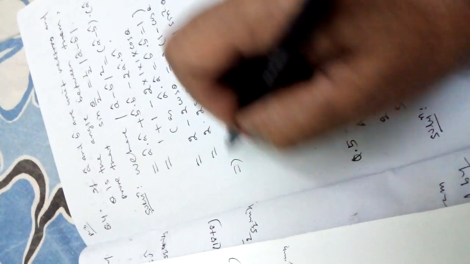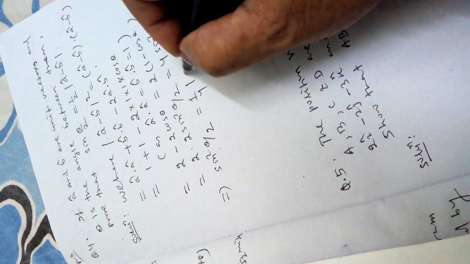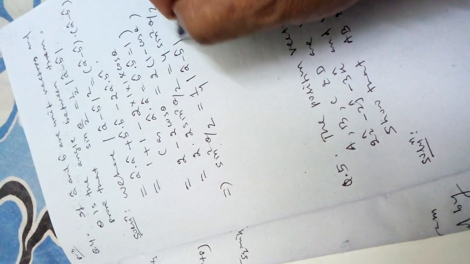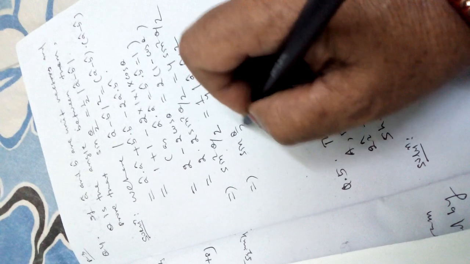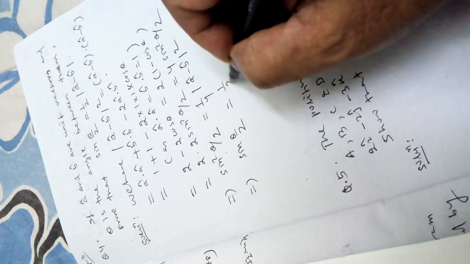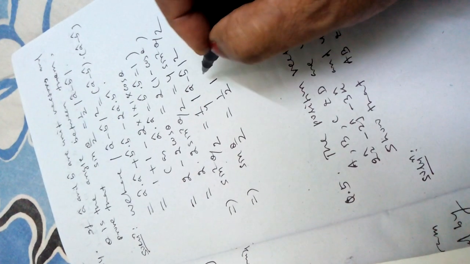Now this implies sin square theta by 2 is equal to 1 by 4 modulus of A cap minus B cap square. So this implies sin theta by 2 is equal, taking the square root, 1 by 2 mod A cap minus B cap. Hence proved. Do you understand me?